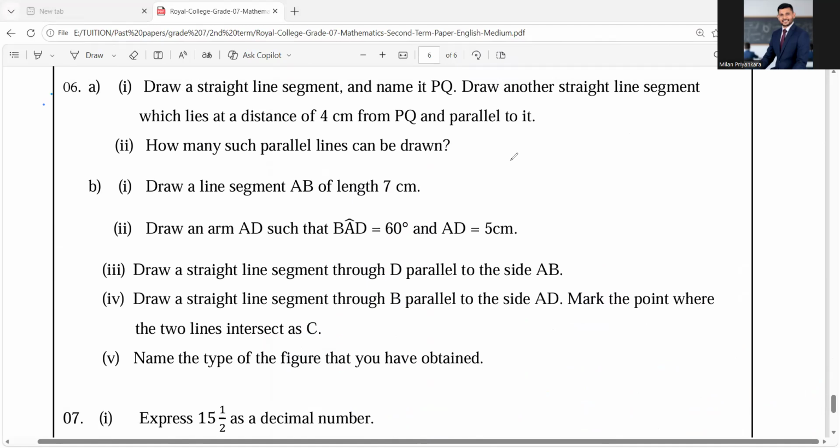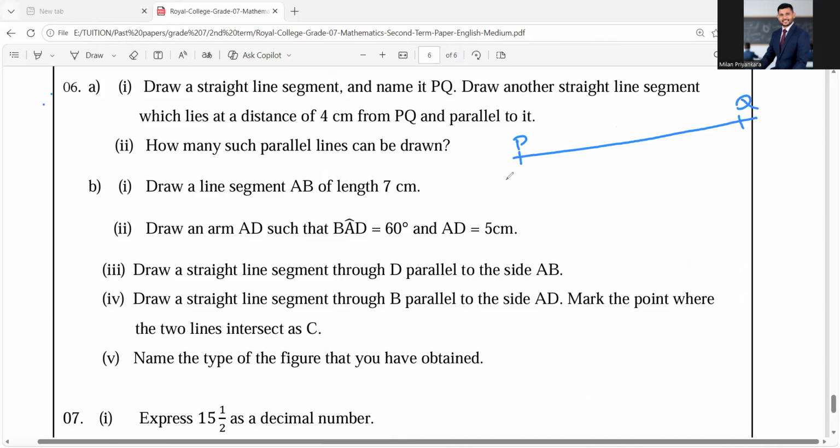Question 6 A. Draw a straight line segment and name it PQ. Draw another straight line segment which lies a distance of 4 centimeters from PQ and parallel to it. How many such parallel lines can be drawn? Draw a line segment AB, length 7 centimeters. I will show you as a sketch how to draw this straight line segment, name it PQ. Its length has not been given. You can just use your ruler and draw it and then mark these two ends P, Q.